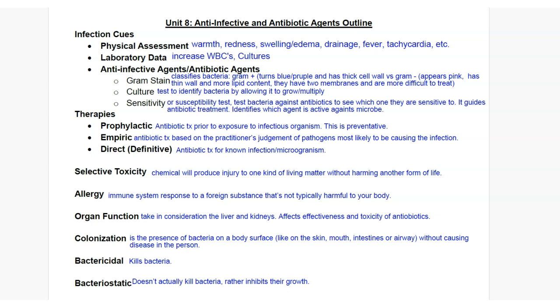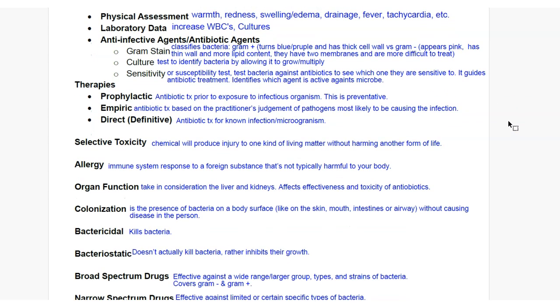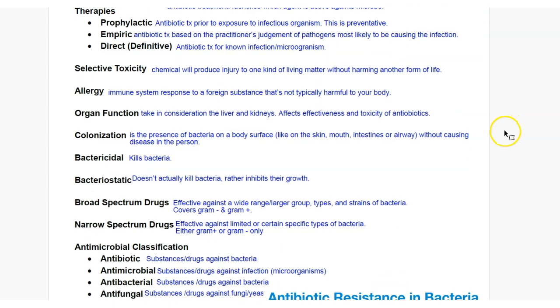All right, another term that you may want to learn is colonization. So some people think that colonization is the same as infection. Well, in fact, it's not the same. So colonization is really just the presence of bacteria on a body's surface, like the skin, mouth, intestines, airway. So basically, they're just there, but it doesn't really mean that they have an infection. So this is the presence of bacteria without causing disease in the person.